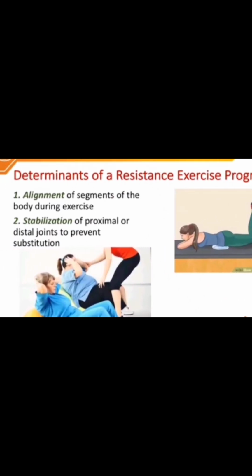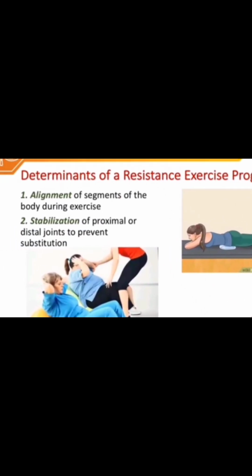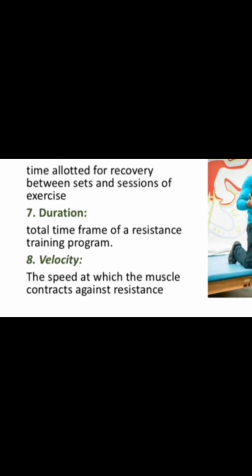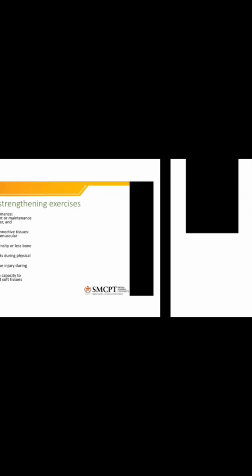Determinants of resistance exercise program: alignment of segments of the body during exercise, stabilization of proximal or distal joint to prevent substitution, rest interval, time allotted for recovery between sets and sessions of exercises, duration, total time frame of a resistance training program, velocity, the speed at which the muscle contracts against the resistance.